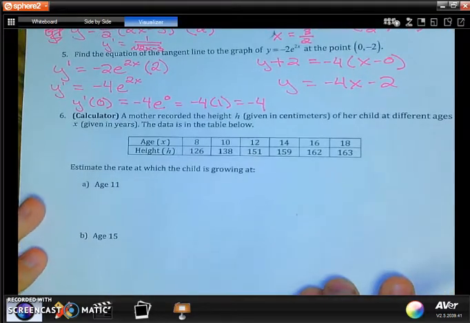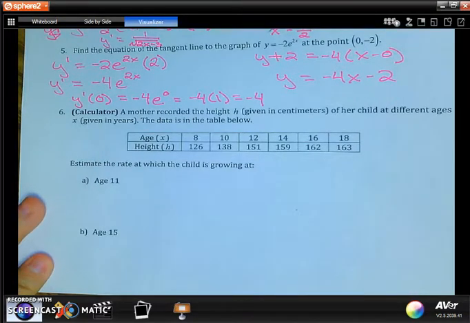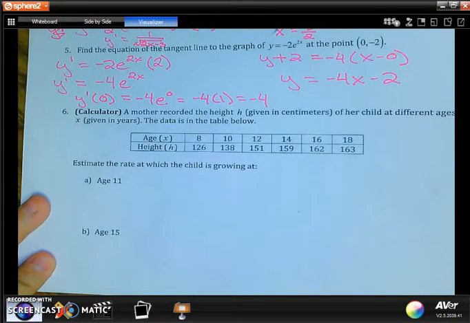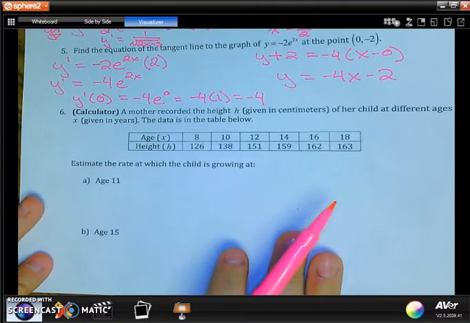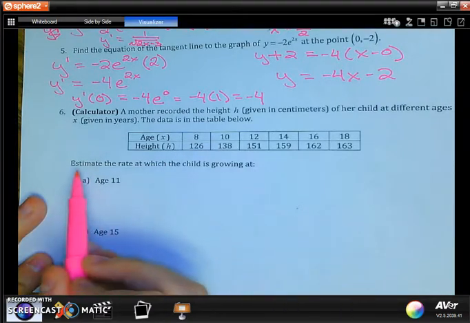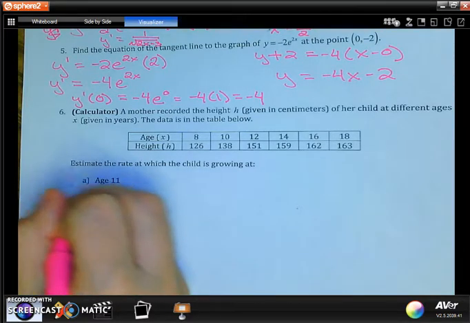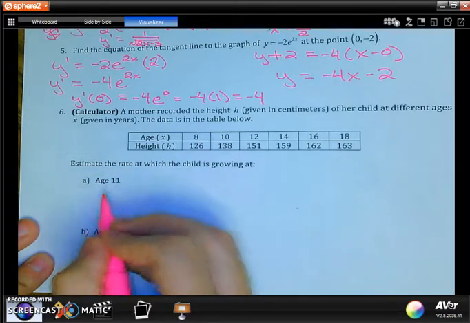Okay. The next one. Remember that the secant line is an approximation to the derivative, and the secant line has 2 points. If there are 2 points, you can calculate the slope, just like you did back in the day. So let's see. Estimate the rate at which the child is growing. Estimate tells me I'm going to be able to use the squiggly instead of the equal sign. So I'm really trying to figure out the derivative at 11.